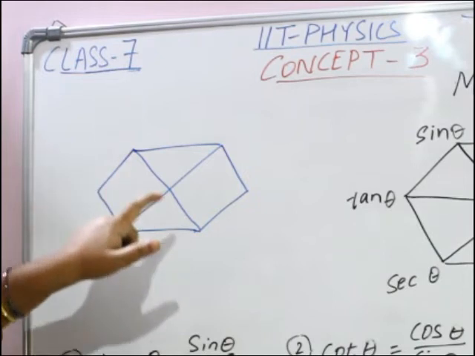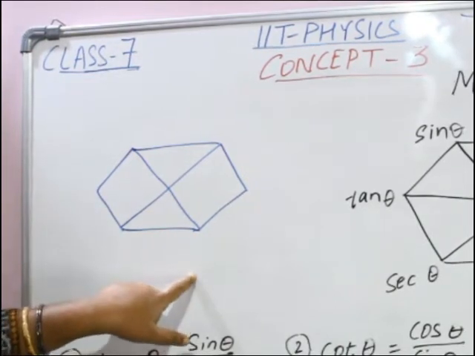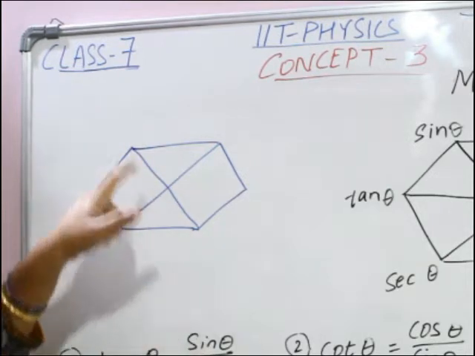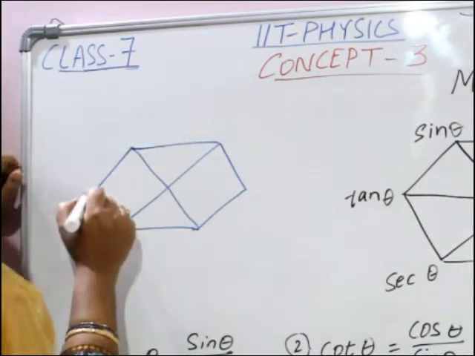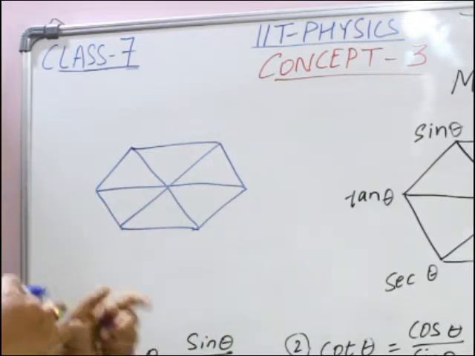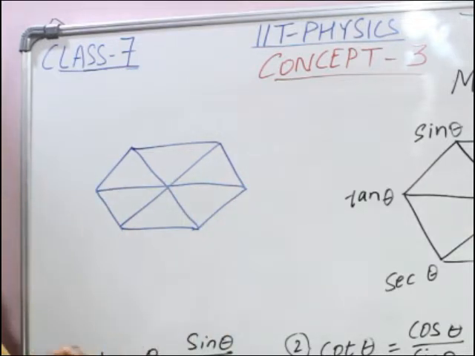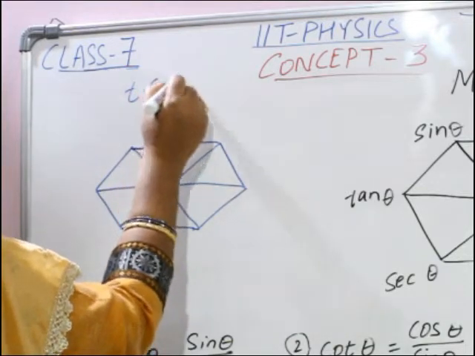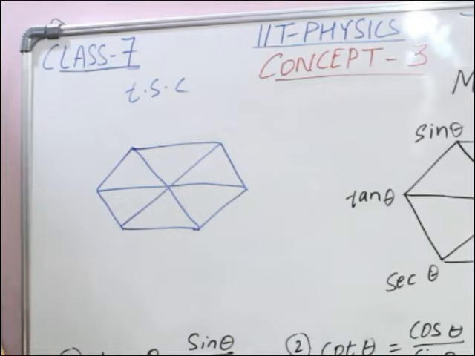That means you have to join each vertex to the opposite vertex by line segments. This vertex to this vertex, this vertex to this vertex, this vertex to this vertex. Like this you have to join. Now draw all the diagonals of the hexagon. Clear? Now next, what you have to just remember is TSC. What you have to remember?